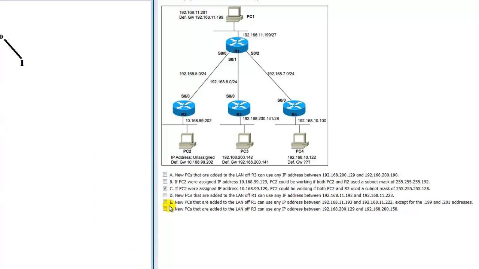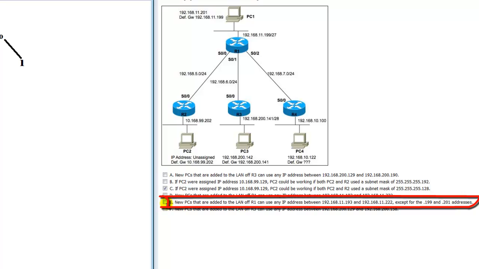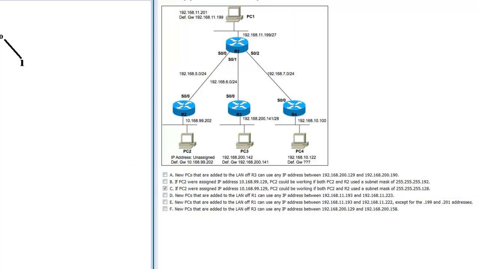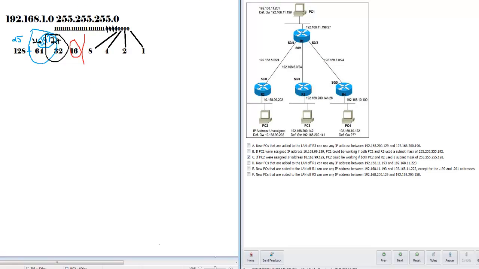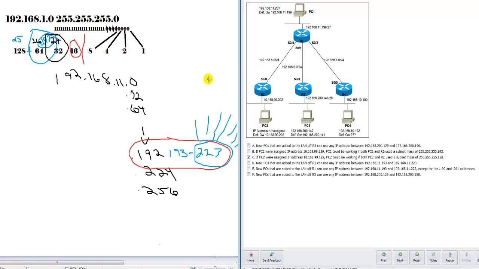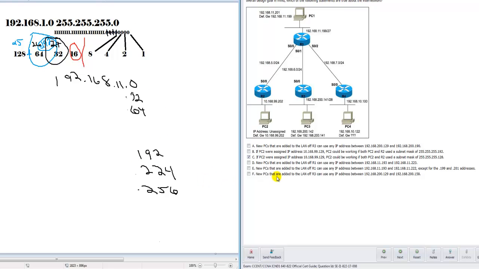Okay, so I guess we're going on to E now. So PCs that are added to R1 can use any IP address between 193 and, oh well, I should have just kept that network. I wonder if I can, there, sweet. Okay, so I'm gonna clean this up a little bit here. Okay, it's all cleaned up now.